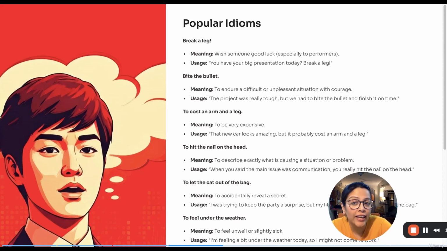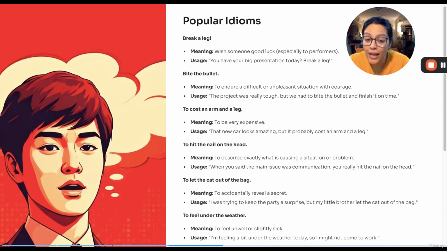Next is to hit the nail on the head. That means to describe exactly what is causing a situation or a problem. When you said the main issue was communication, you really hit the nail on the head. That is, you really described exactly what is causing a situation or a problem.